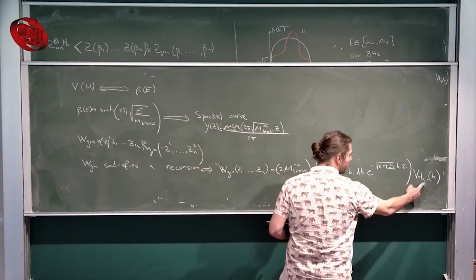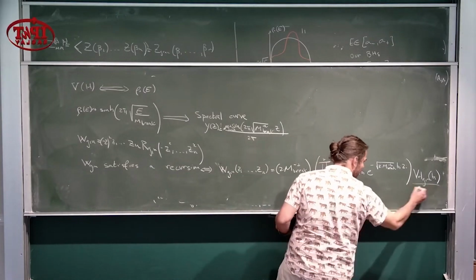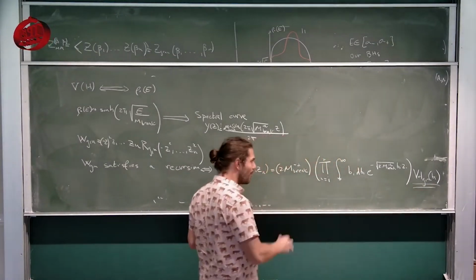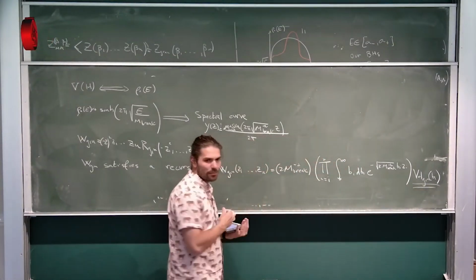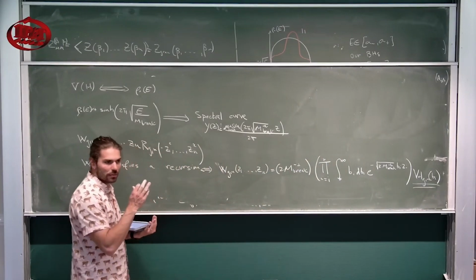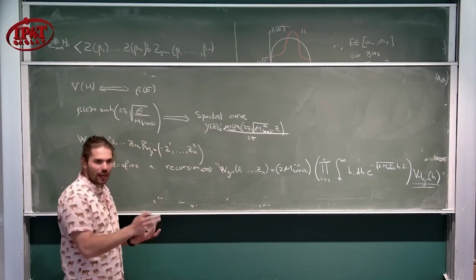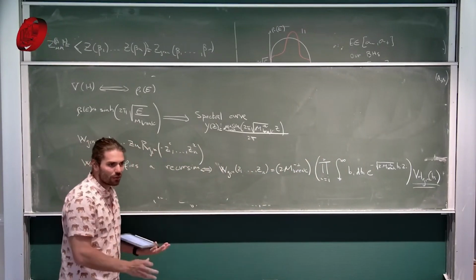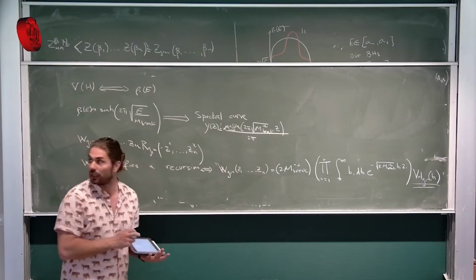And one can prove that the recursion relation satisfied by these quantities that I also called V is precisely the same recursion relation that Mirzakhani wrote and whose derivation I sketched out before the break.